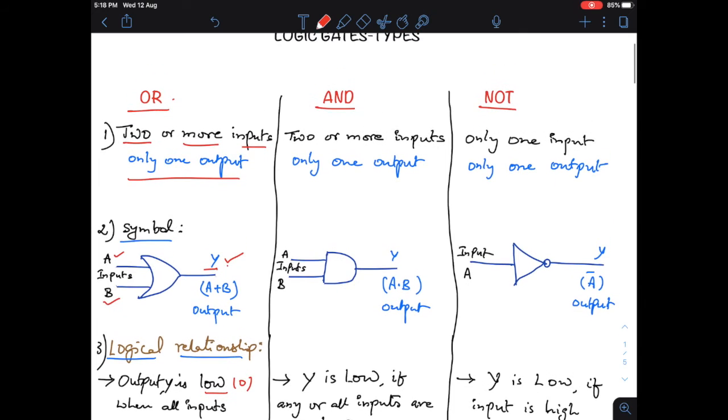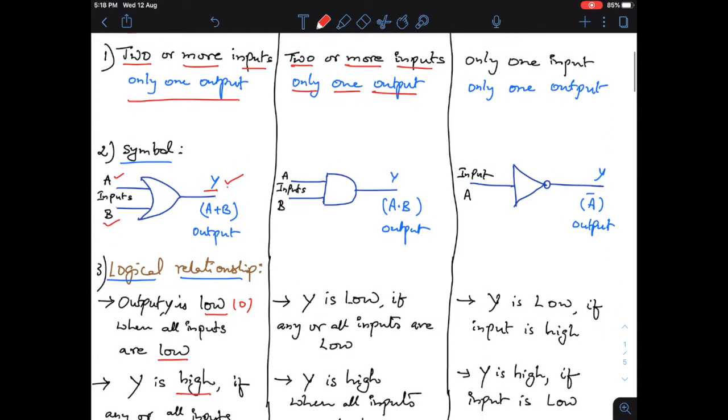Then we will see the AND gate. Again, two or more inputs. You have inputs, two or more. Then only one output you will have. So we can see that.